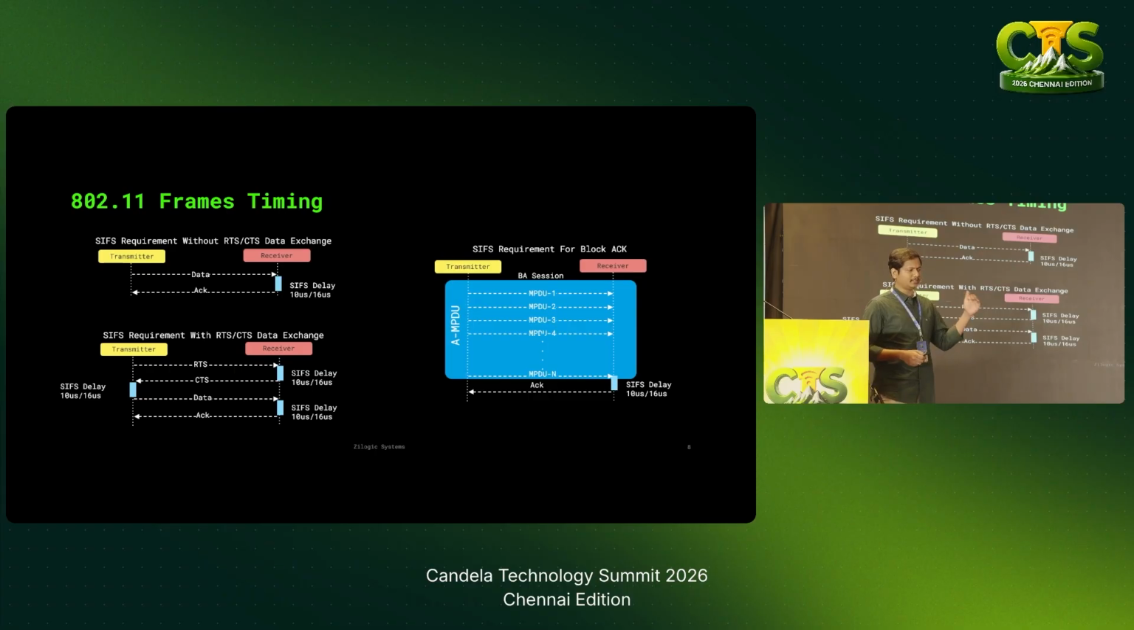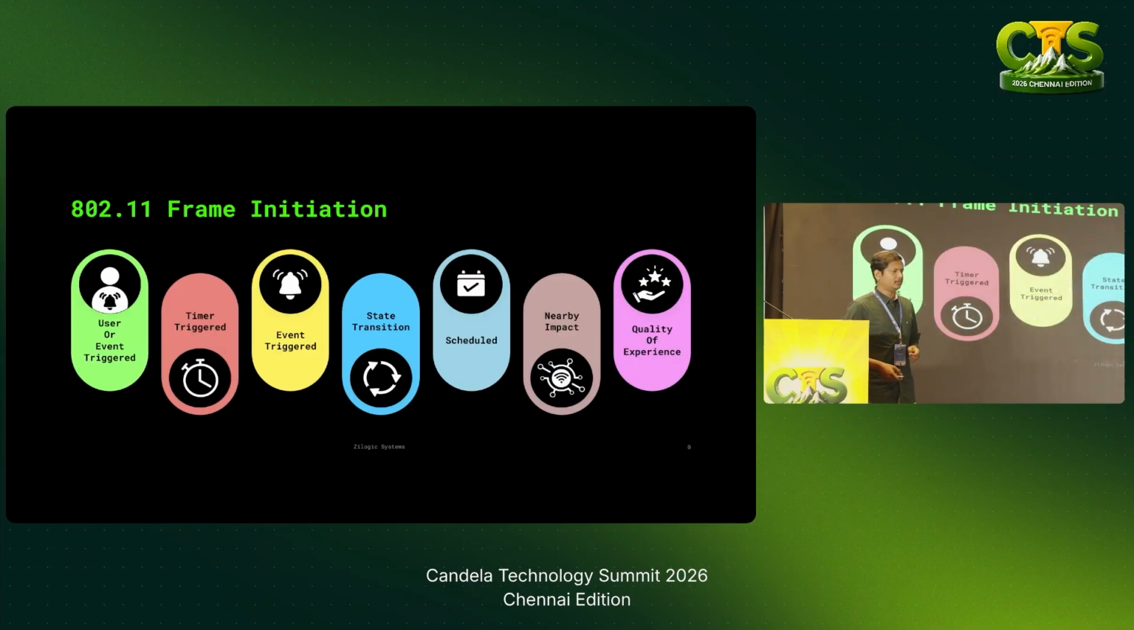When it is an RTS/CTS based exchange, the RTS and CTS should go with that same stringent timing requirement. On the right side, we have the block ack. When you have an aggregated MPDU, at the reception of the last MPDU, there is a timing requirement that you have to send the ACK within 16 microseconds or 10 microseconds. This is a different categorization that I want to project here.